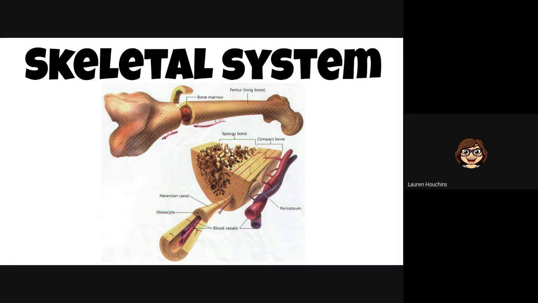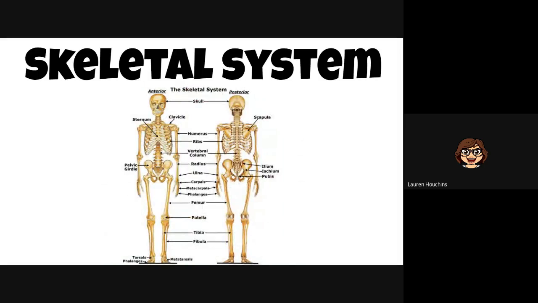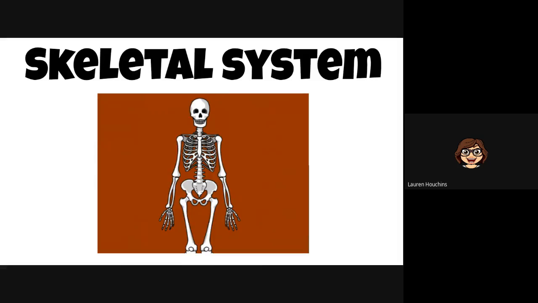Here's an illustration of a bone and the inside. You have bone marrow, the spongy bone, and the compact bone. And here's a diagram of the skeletal system. The adult human body has 206 bones. So let's watch a BrainPOP video about the skeletal system.